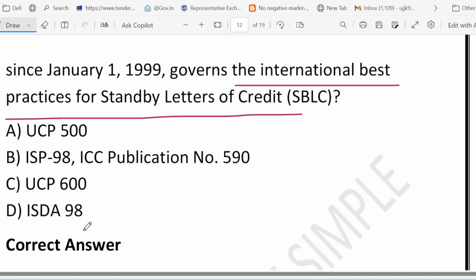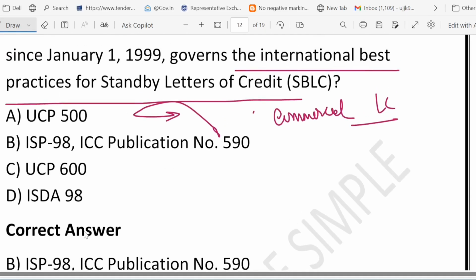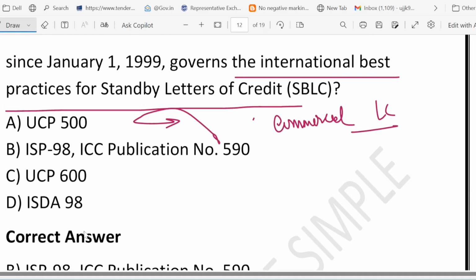Let's check each option. Option A, UCP 500. UCP 500 was the older rule for commercial letters of credit, but it is outdated now and not specific to a standby LC. So this is wrong. Option B, yes, this is the correct one.